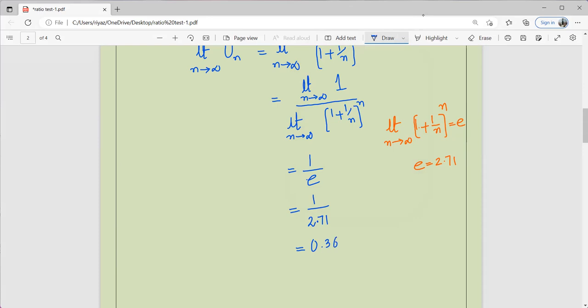0.369 means definitely we can say that it is less than 1. Less than 1, yes or no? Yes sir. Then by Cauchy's nth root test, what do you say? Therefore, summation u_n, what is the value for less than 1? Convergence. Summation u_n is convergent. Okay?